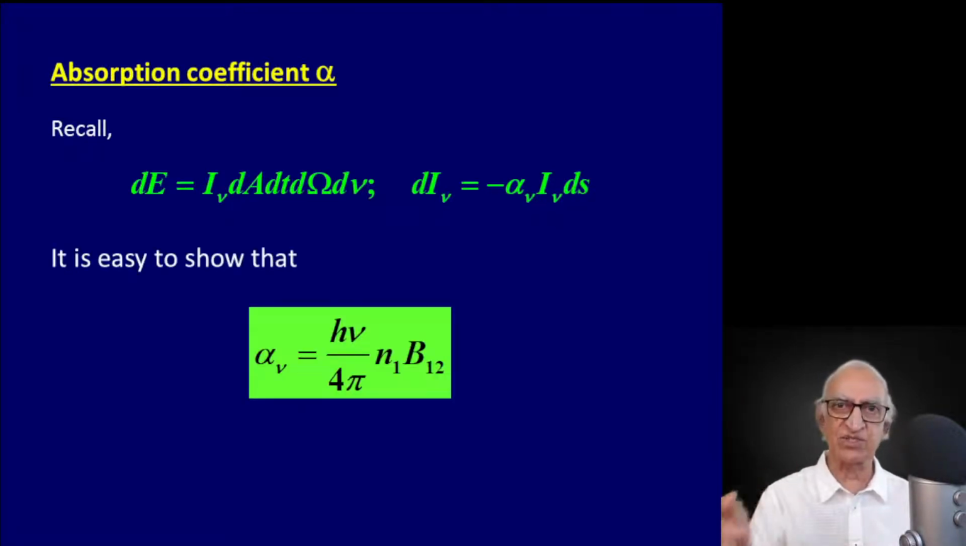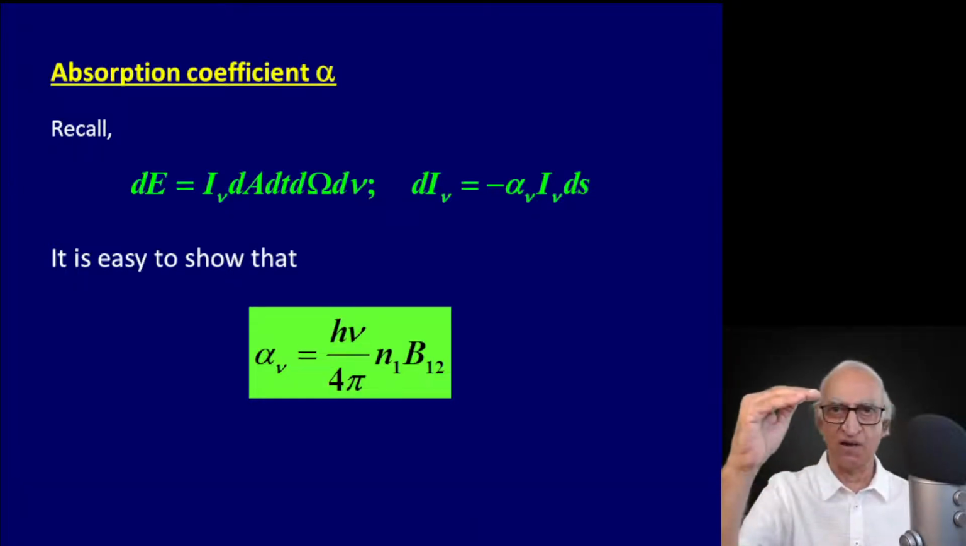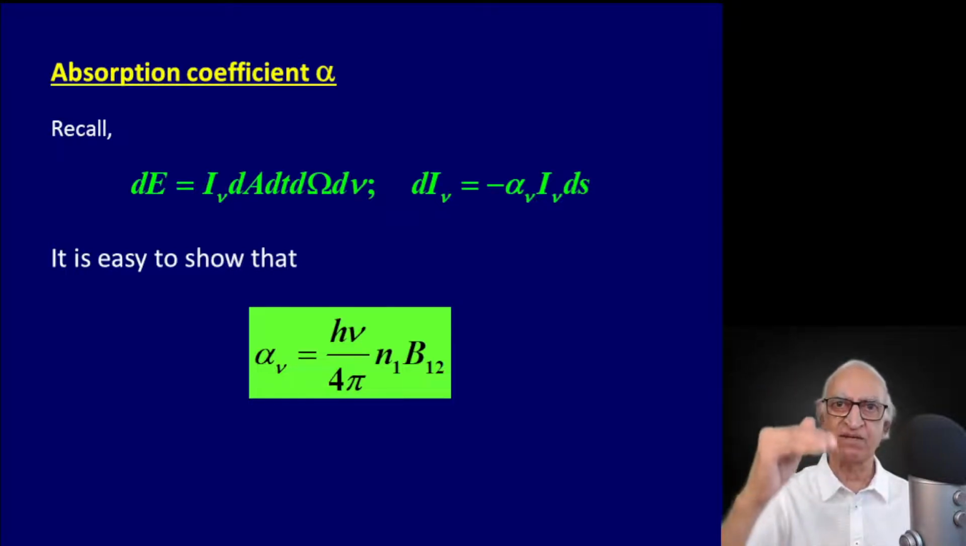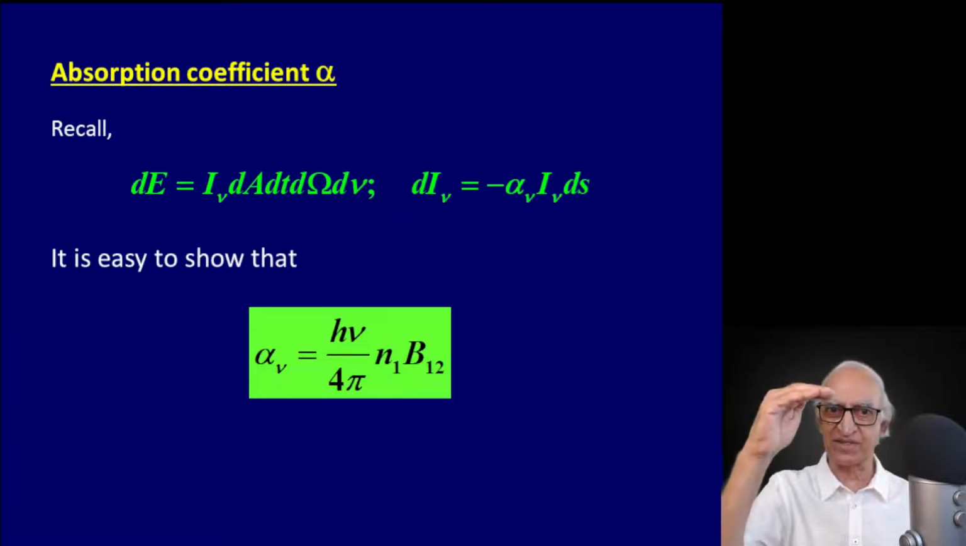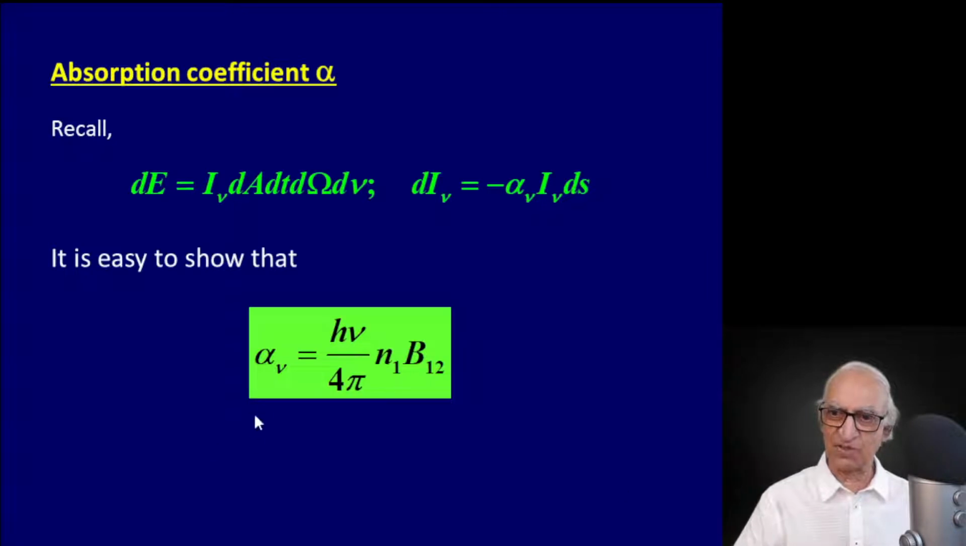Now it's very easy to show, just like in the previous slide, that the absorption coefficient alpha nu that we introduced before is related to Einstein's coefficient B12, which is the transition from 1 to 2, which is equal to the coefficient B21, which is the transition from 2 to 1. Remember, both are induced by the incident radiation. One is stimulated absorption, the other is stimulated emission. So the absorption coefficient is related to Einstein's B coefficient.